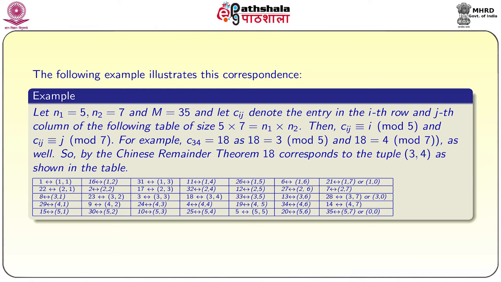For example, if you take C34, which is 18, as 18 is congruent to 3 mod 5 and 18 is congruent to 4 mod 7 as well. So, by the Chinese remainder theorem, 18 corresponds to the tuple 3, 4, as shown in the following table. If you look at the table carefully, 1 corresponds to 1, 1, 16 corresponds to 1, 2, 31 corresponds to 1, 3 and so on, 35 corresponds to 5, 7 or 0, 0.